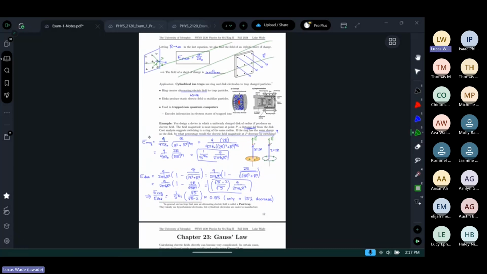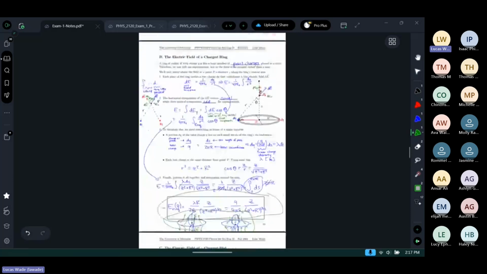I was asked to do some questions about rings and disks. So this is a decent example for what you might expect, but I would give you actual numbers instead of this more algebraic way. Okay, so I think that's the main things for chapter 22.